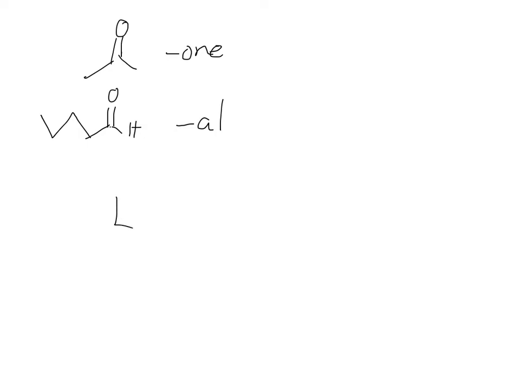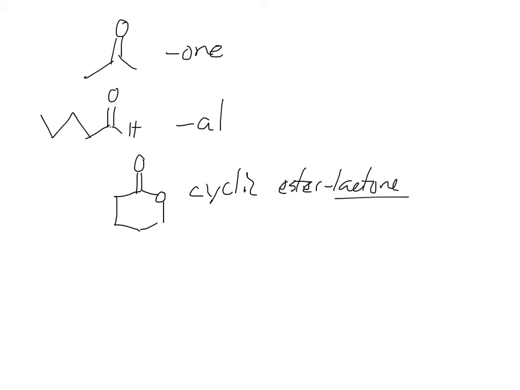So some nomenclature stuff. Ketones have the suffix -one. Aldehydes have the -al, like pentanal. Acetone, pentanal. We also have cyclic versions. So this is a cyclic ester. A cyclic ester we call a lactone. In lab, for the polymer lab, you were using lactones. Cyclic esters are lactones.